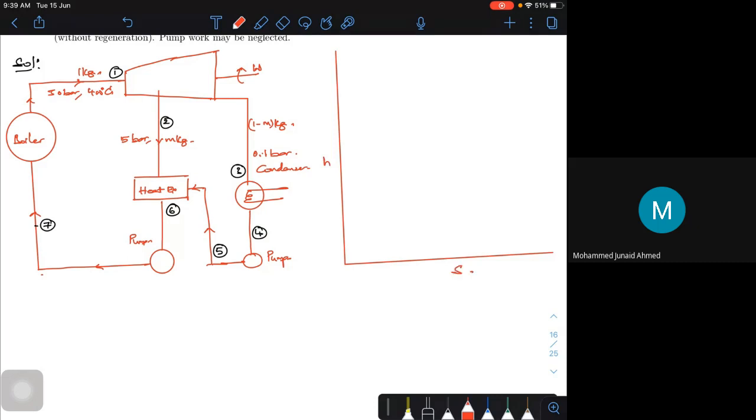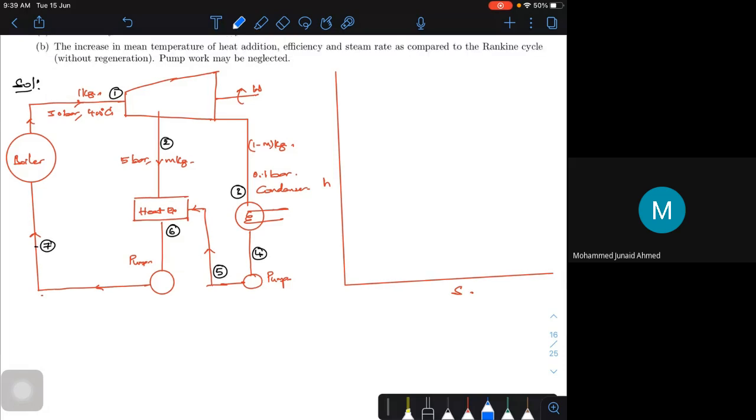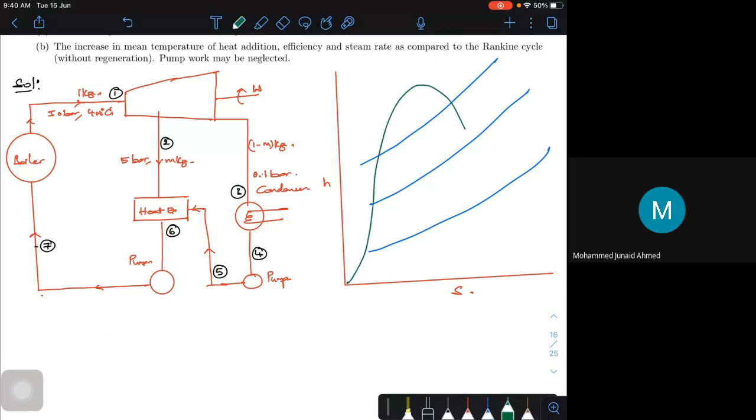Here I will have a couple of pressures, so 3 pressures are there. Let me put those pressures: this is for 30 bar, in between is 5 bar, and I have a pressure with respect to 0.1 bar. Then I have to put the dome. This is my dome corresponding to this. So this is my dry saturated steam on the right hand side, and the left hand side this is. Now let's put the salient points.